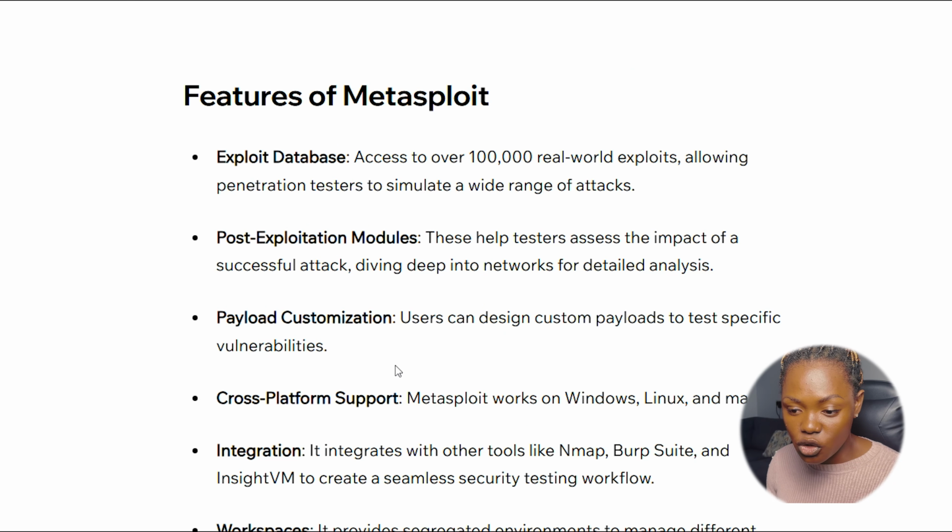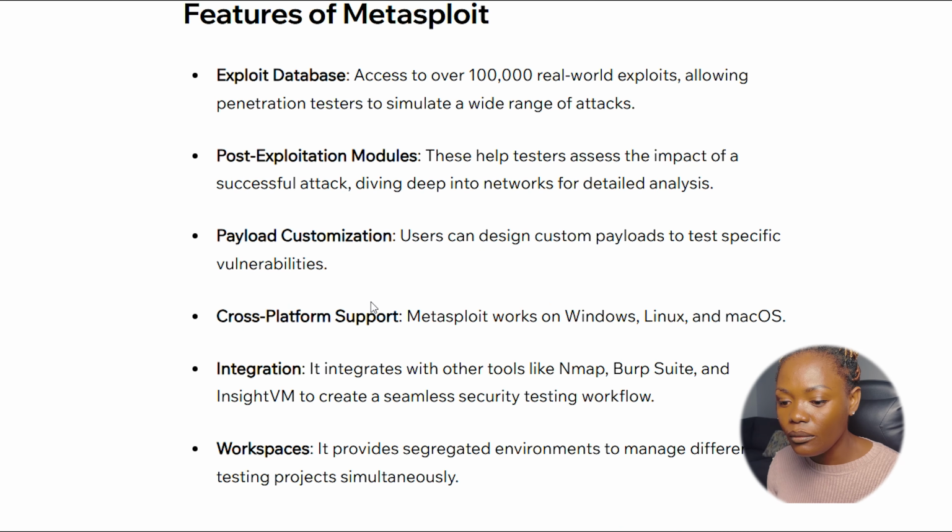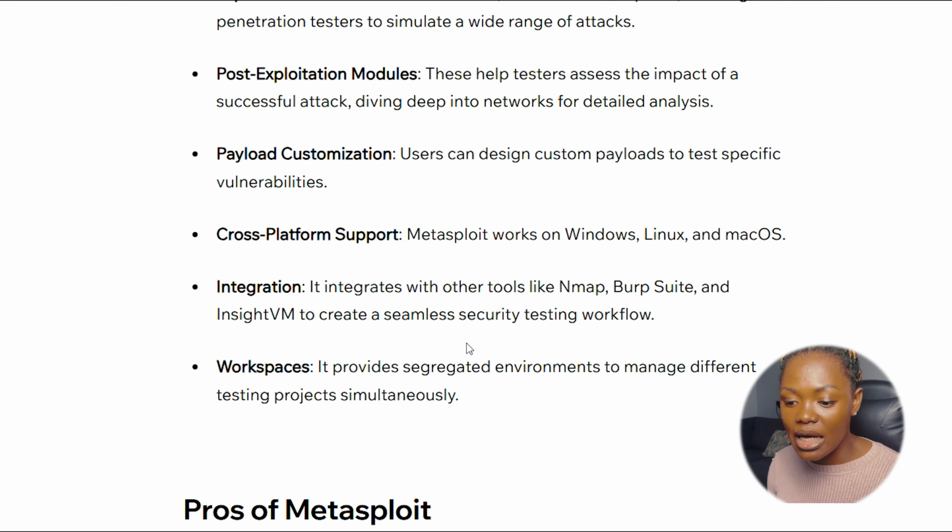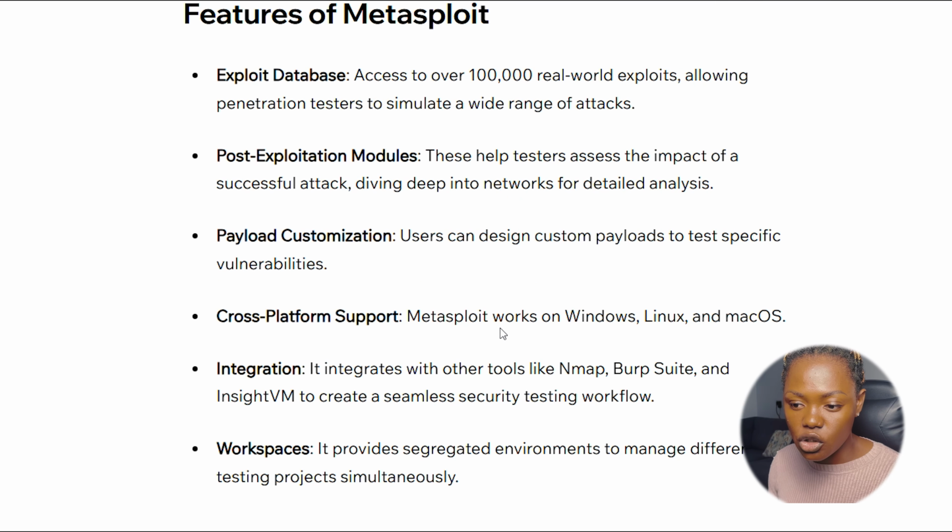So, what are the features that make Metasploit very important? It helps to exploit databases. It has over 100K real-time exploits. It has customized payloads, which is very important, and the specialist taking this part will show you how to create a payload. It works on different platforms. It can also integrate with other tools like Nmap, the one we did last week, Burp Suite, and the rest. And it can also provide you with workspaces, so you can do various projects simultaneously. This is one of the key features of Metasploit.